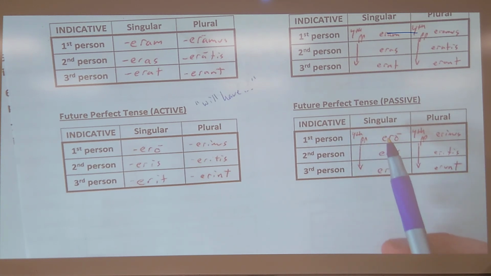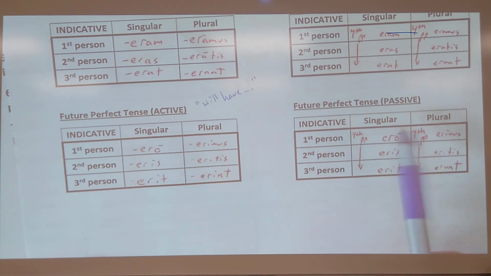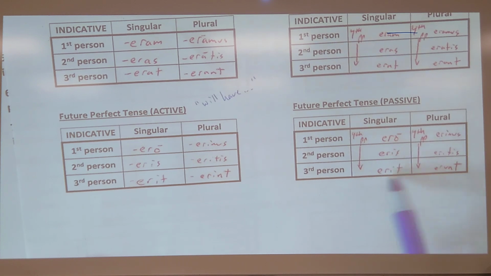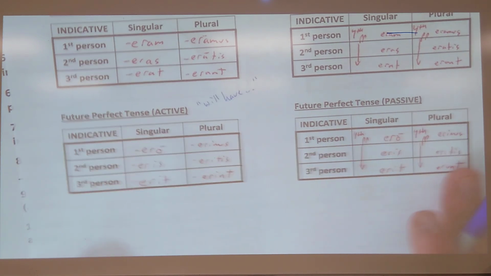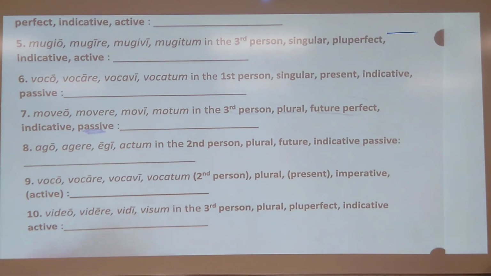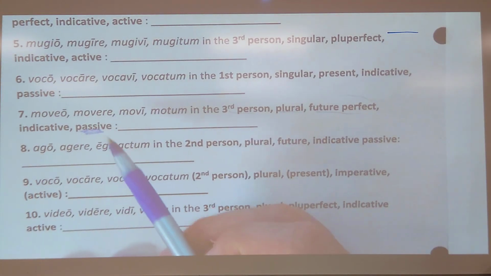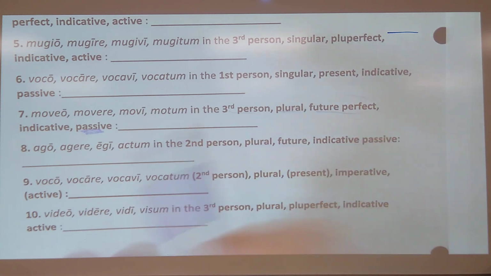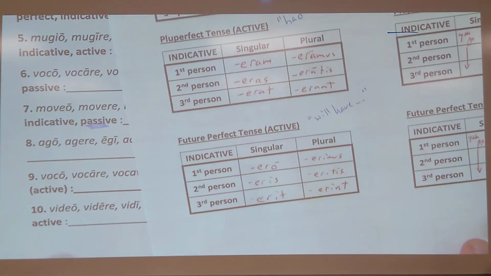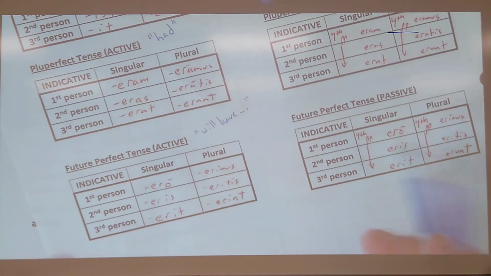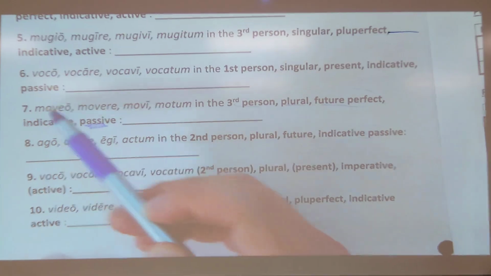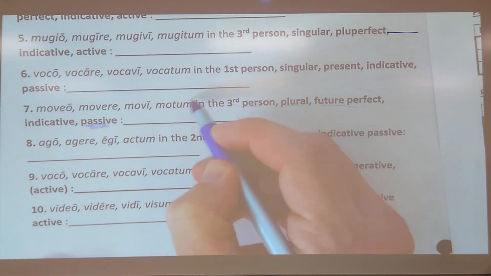We take the fourth principal part and then add the future of sum. So ero, eris, erit, erimus, eritis, erunt. Well, let's look at which one we need. All right, future perfect, third person plural. Okay, so first things first, again, we need our fourth principal part. So 1, 2, 3, 4. We have motum.